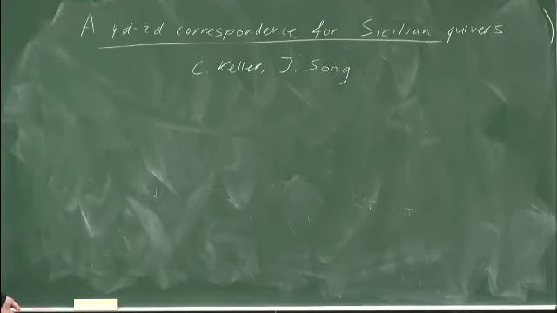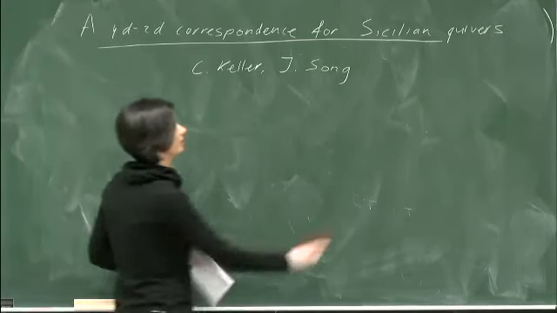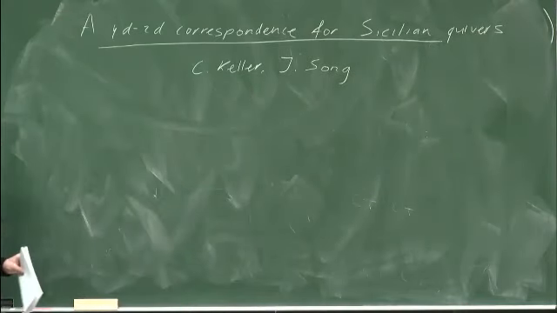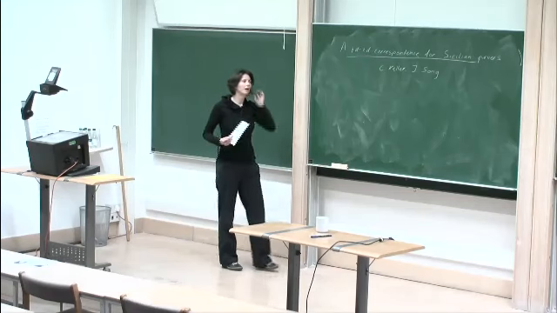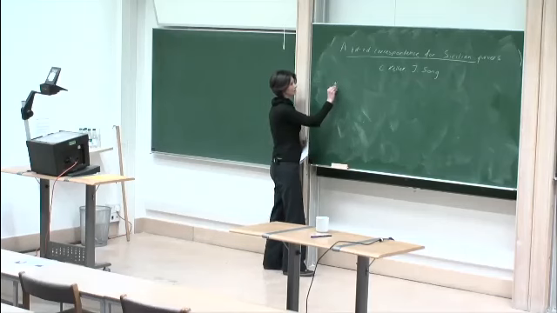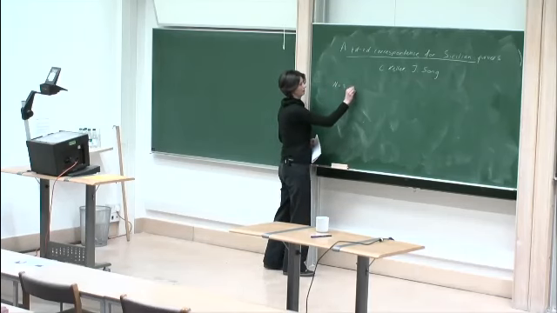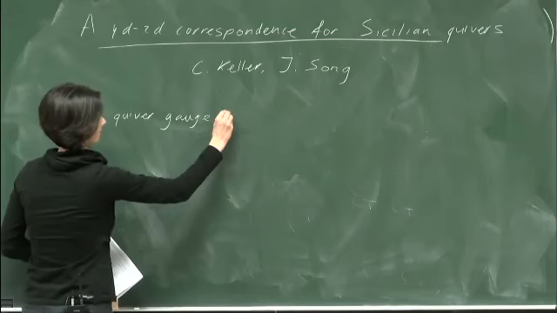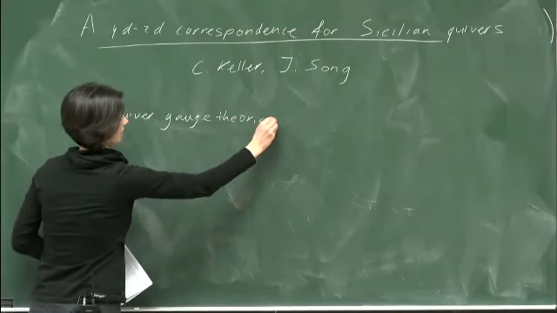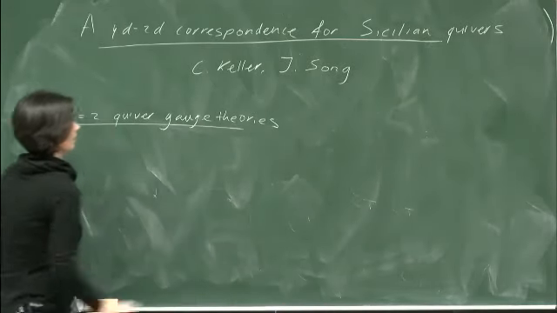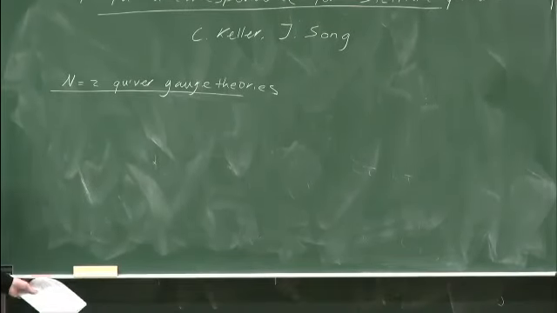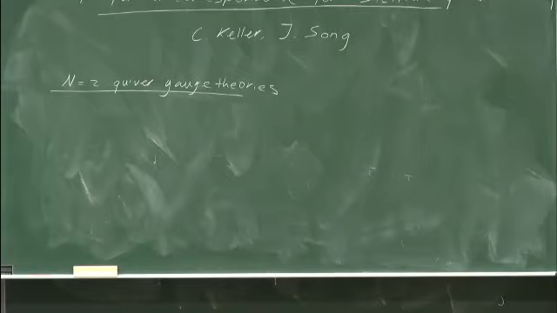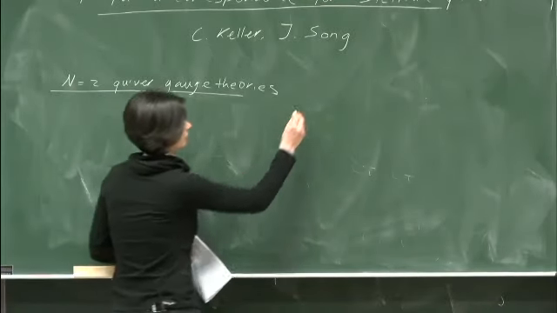Okay, so let me first of all start by introducing this gadget, the Sicilian quivers. So already in this talk this morning, we've seen something about N=2 quiver gauge theories. I will be talking about N=2 quiver gauge theories as well, but about a different class of N=2 gauge theories. So I will restrict myself to SU(2).